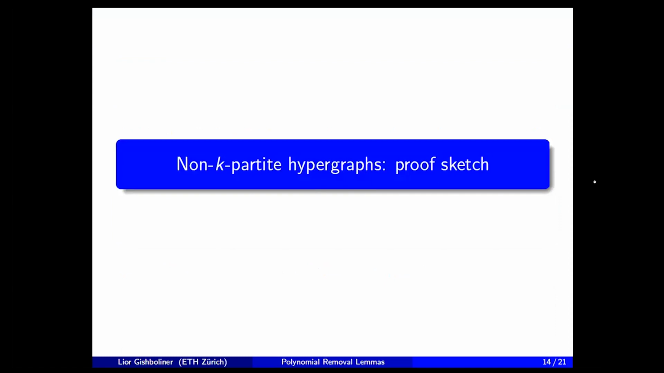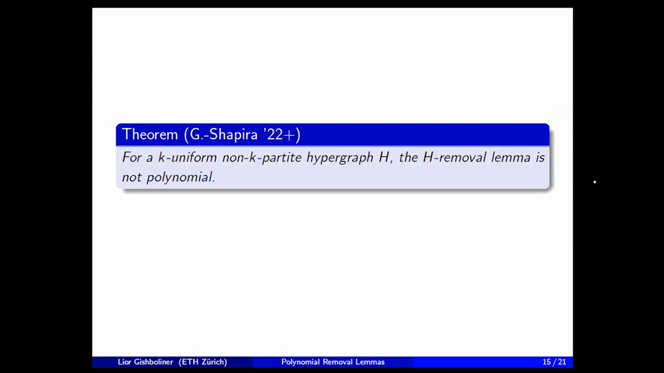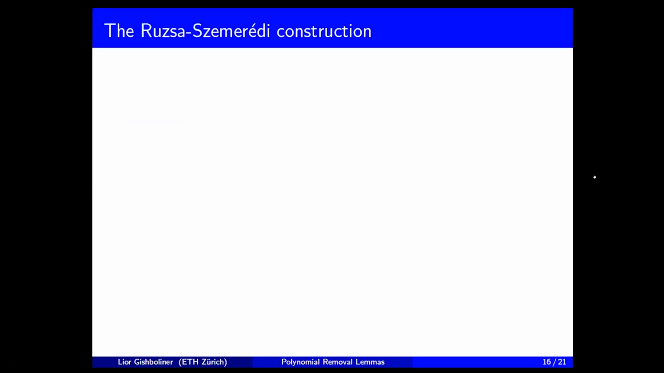Let me tell you one proof. This is the theorem that if we have a K-uniform hypergraph that is not K-partite, then the H removal lemma is not polynomial. First I want to tell you the Ruzsa-Szemerédi construction, and this is our method of proving that the removal lemma is not polynomial. Every such proof uses some variant of this construction. So I want to tell you the basic construction.